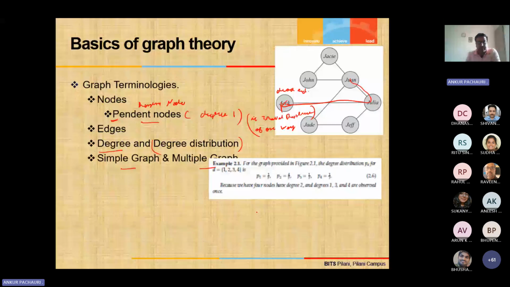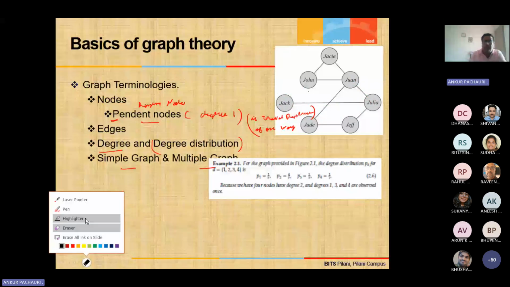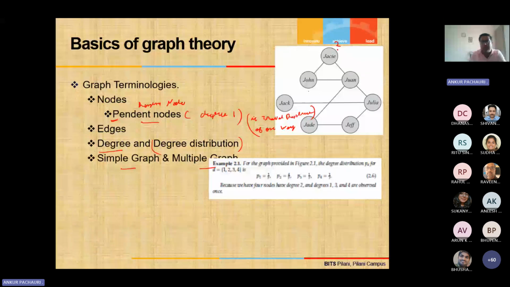Degree distribution means, suppose for example this is the graph. What is the degree of each node? This node has a degree 2, this node has a degree 2, this node has a degree 4, this node has a degree 3, this node has a degree 2, this node has a degree 2, and this node has a degree 1. So how many nodes are there? 7. What is the distribution of degree? Degree is either 1 or 2 or 3 or 4.